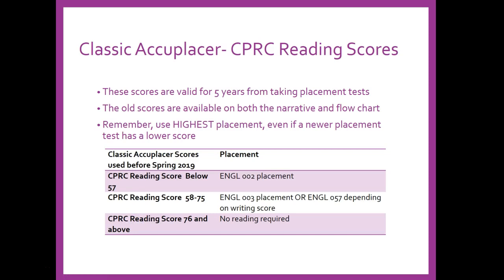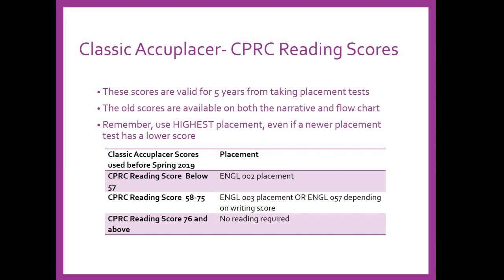Classic AccuPlacer is still valid, and those scores are valid for at least 5 years from taking placement tests. After that, the English department recommends that students retake their placement. The old scores that are the classic AccuPlacer scores are also on both the narrative and the current flow chart. So you will be able to access in the same document the new scores and the old scores. But remember to use the highest placement even if a newer placement test has a lower score.